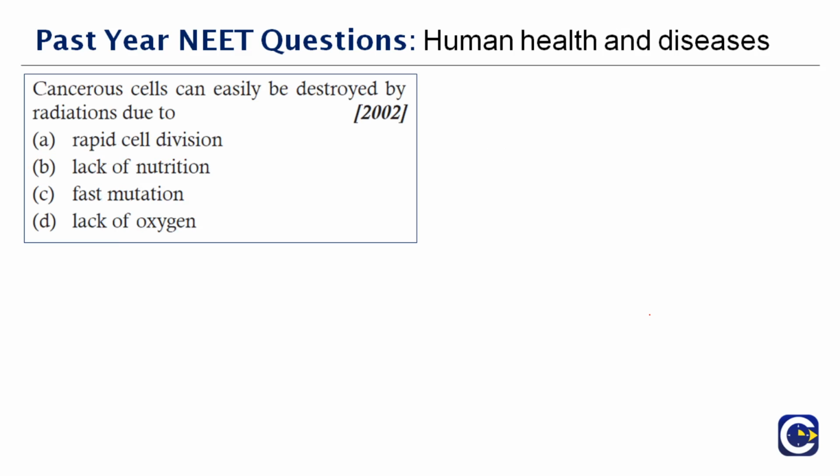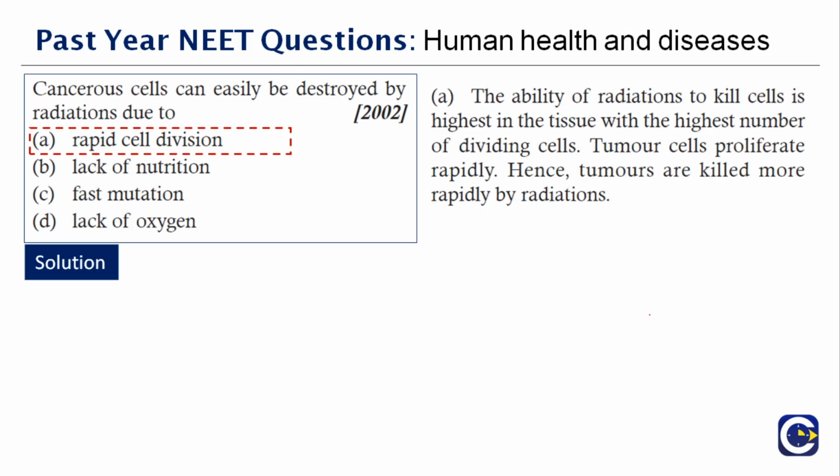Next question. Cancerous cells can be easily destroyed by the radiations due to dash. This is also a repeated question. All of you should know what the answer is now. The uniqueness about the cancer cells is that they keep replicating. They have a rapid growth. So cancerous cells can be easily destroyed by radiation due to the rapid cell division.